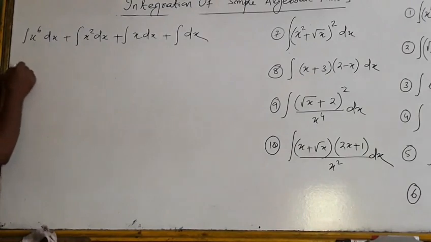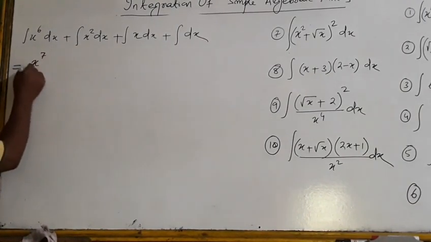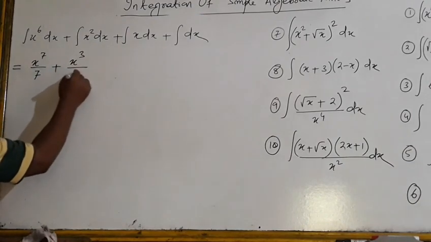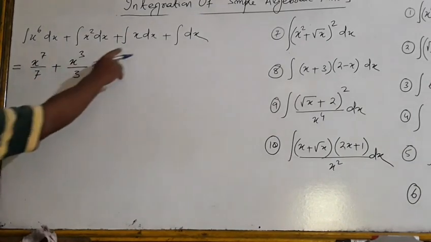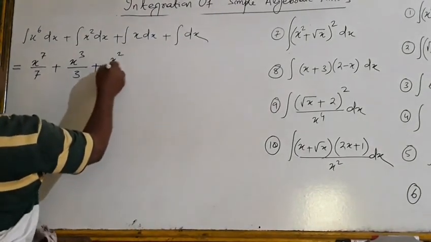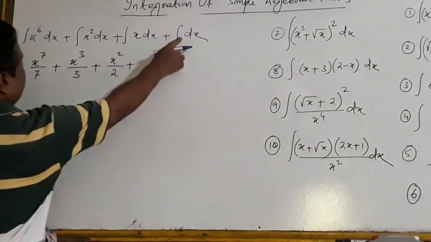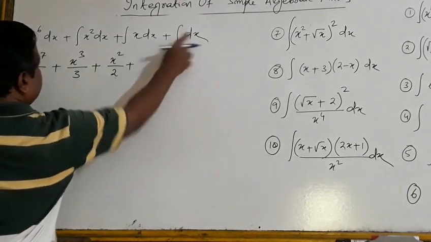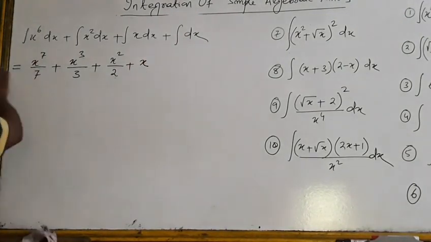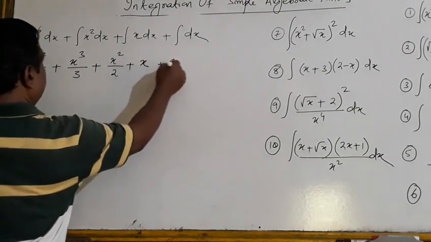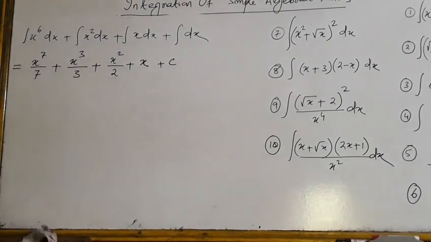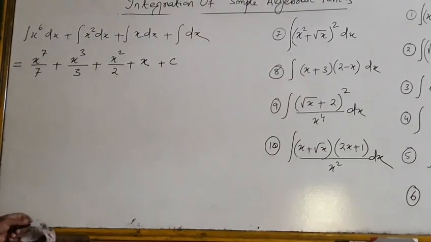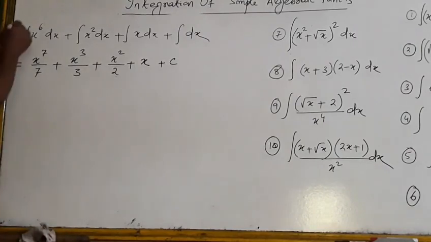Now integration of x to the power 6 is x to the power 7 by 7 plus x to the power 3 by 3 plus x to the power 2 by 2, and here integration and derivative, very important, cancel, it will become x. After writing all, you have to put only one c. If you forget, then half a mark will be reduced from your copy.